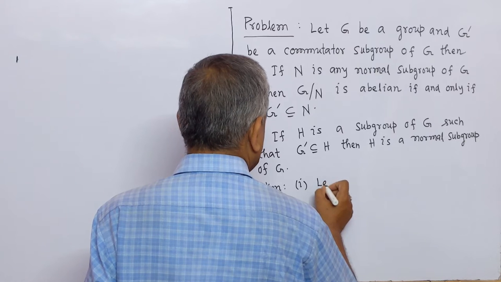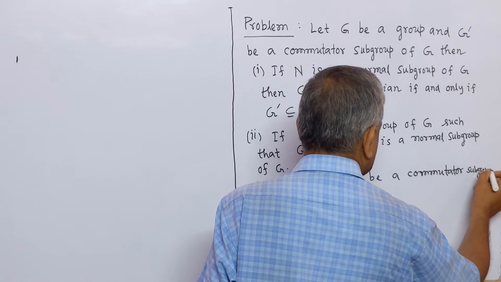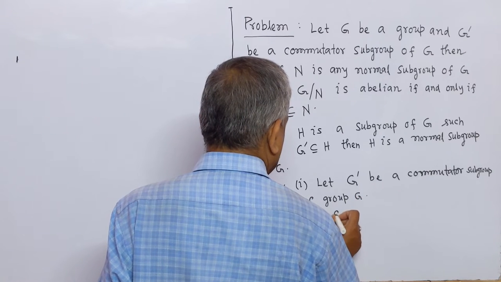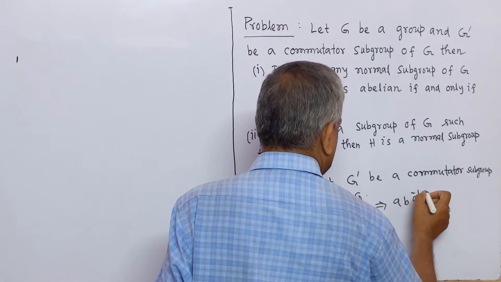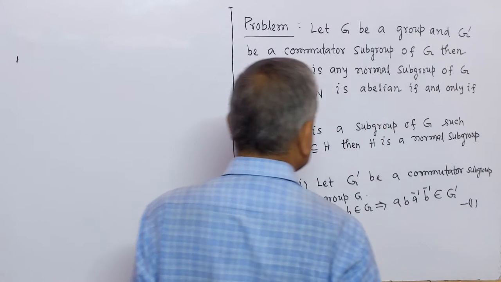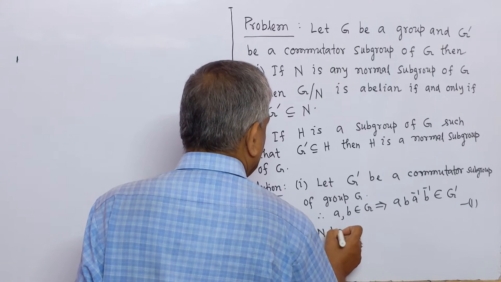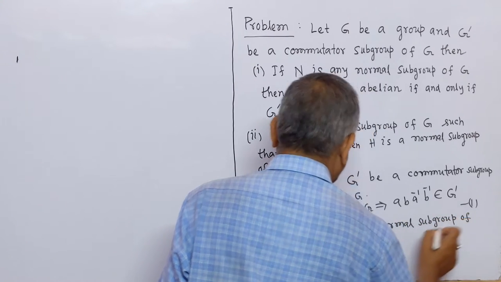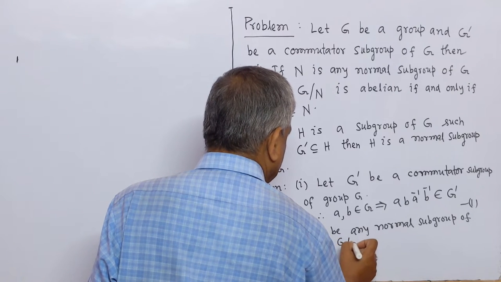Solution. Number one, let G prime be a commutator subgroup of group G. Therefore, a, b belong to G implies that a b a inverse b inverse belongs to G prime. Let this be number one. Let N be any normal subgroup of G. This implies that the quotient group G by N exists.